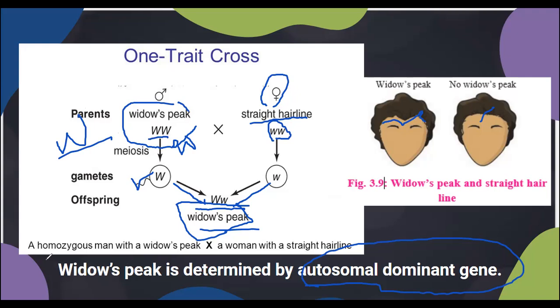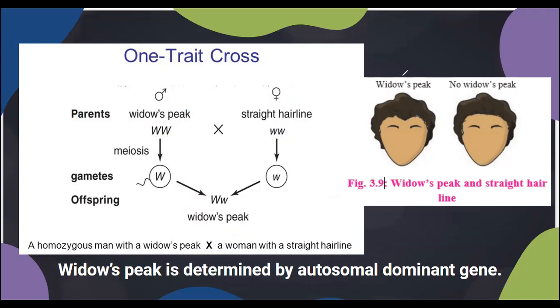Okay, so let's say a homozygous man with a widow's peak crosses with a woman with a homozygous straight hairline. The offspring will have a widow's peak, because it is a dominant character that will be expressed. Fine. So this is the example.